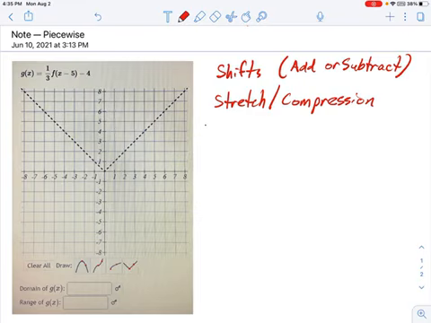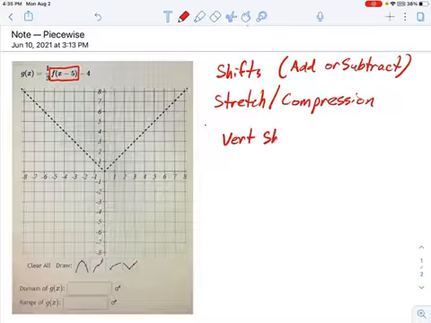Now, if you remember, anything outside that parentheses, that function parentheses right here, anything outside this is going to be vertical. So I can see that there's a -4. That's a vertical shift. I'm just going to make a little list here. Vertical shift down 4.